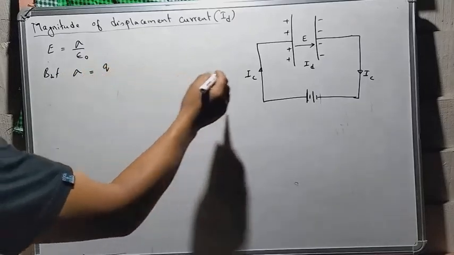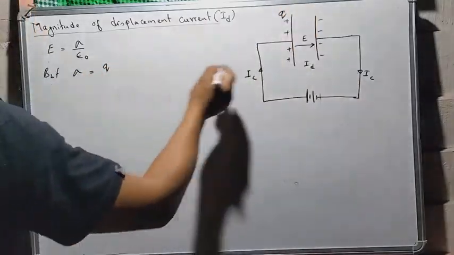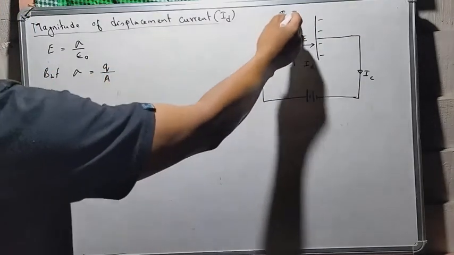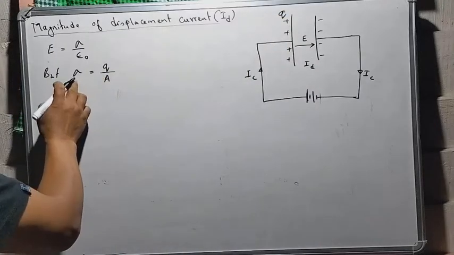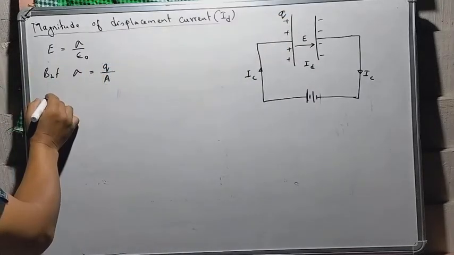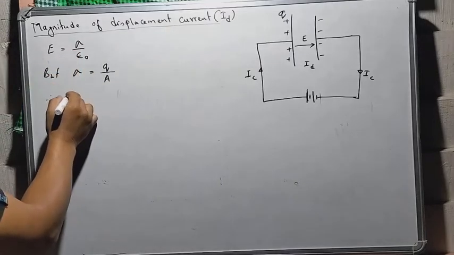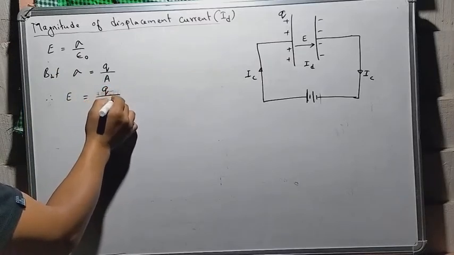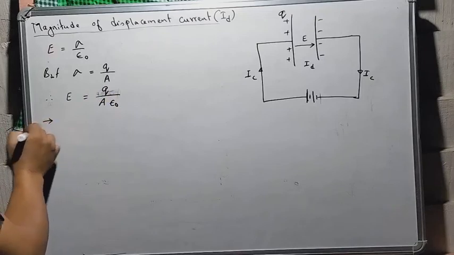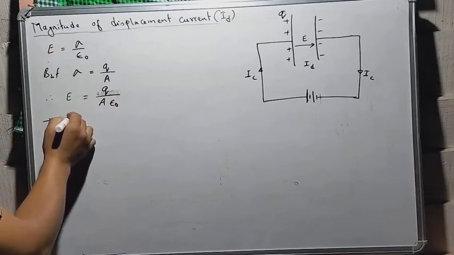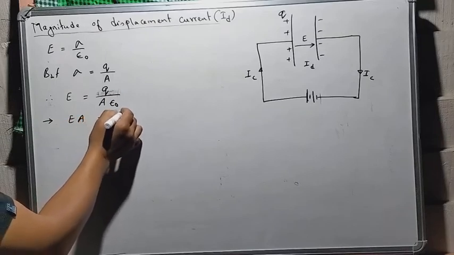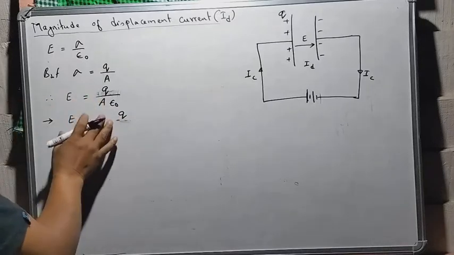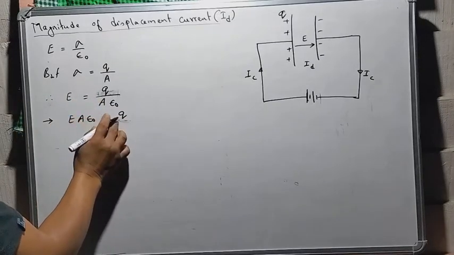If the charge in the capacitor is Q, then sigma is the charge present per unit area. What is A? A is the area of the plate of the capacitor. So sigma is equal to Q upon A. Therefore, putting the value of sigma above, you get E equals Q upon A epsilon naught. Or, taking A epsilon naught to the left-hand side, you get E A epsilon naught equals Q. On the right-hand side, you will have only Q.